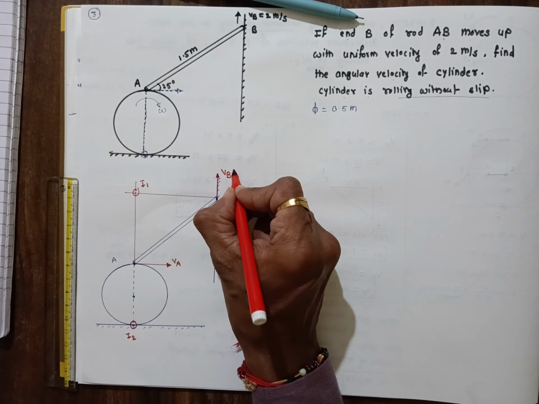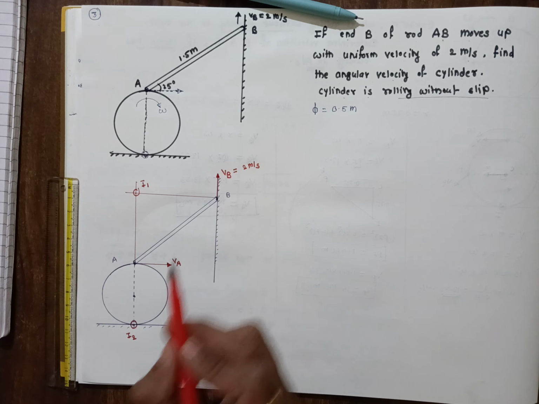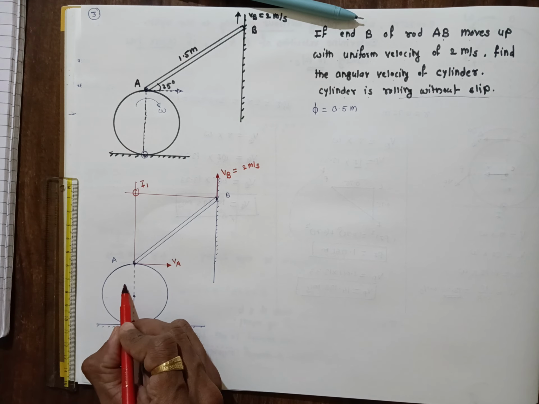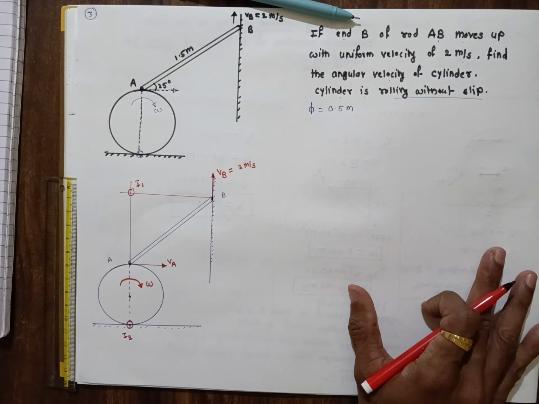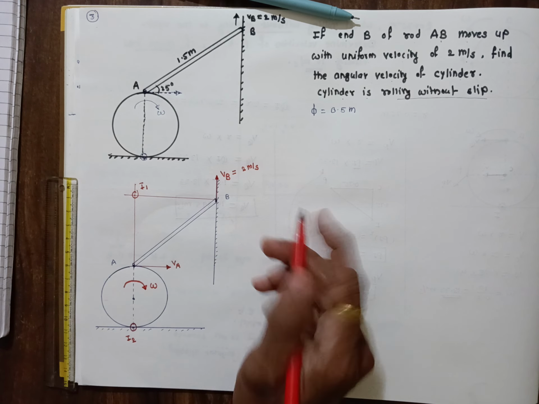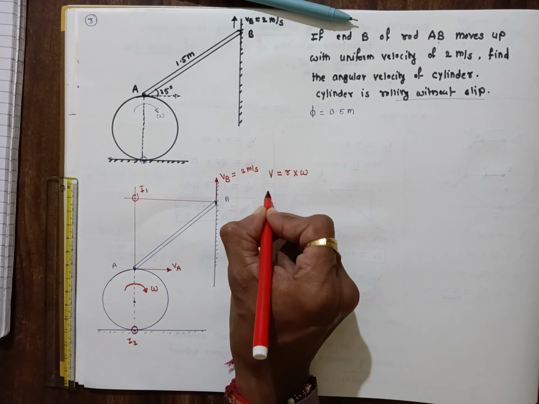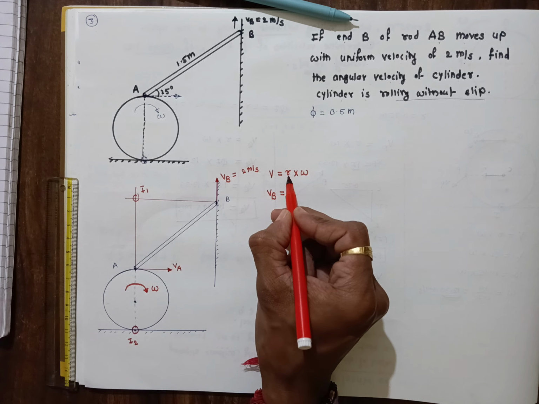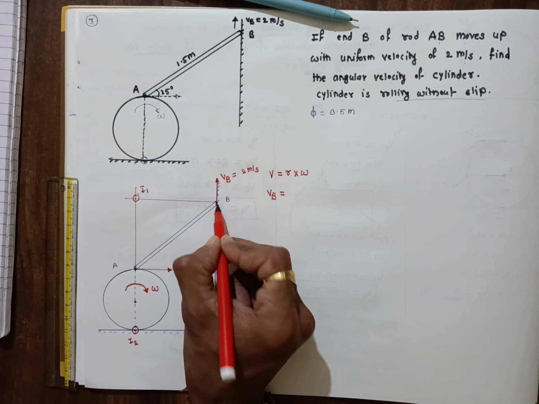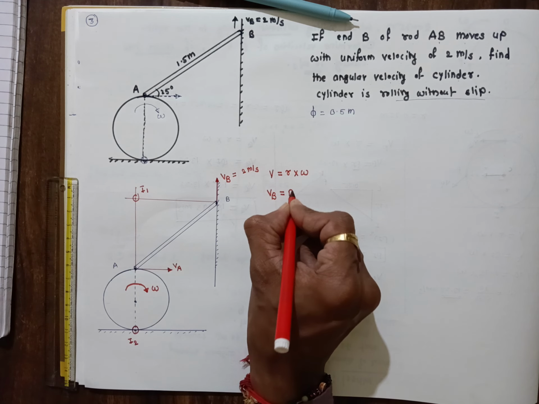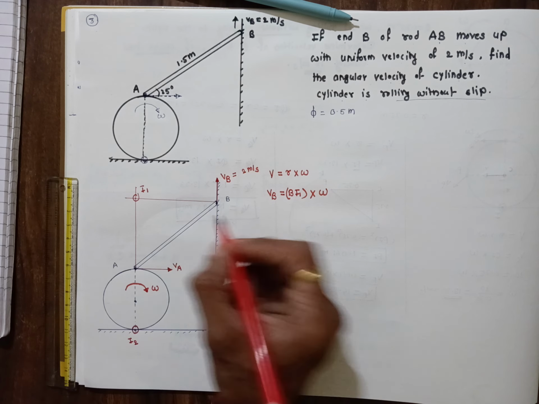Now here VB is given, which is equal to 2 meter per second. From this VB, we have to find out VA, and from VA we can find out the angular velocity of the cylinder, that is omega. Now here we will write the equation for VB. So V equal to R into omega, this is the basic equation. So VB is equal to the radius for the point B, since this rod AB is rotating about the ICR, so for the point B, distance BI1, is the radius, into omega of the rod AB.